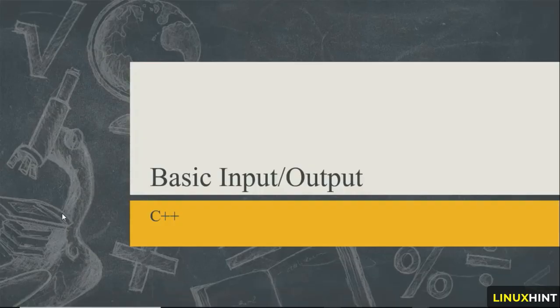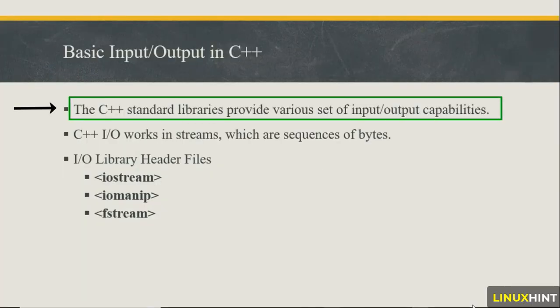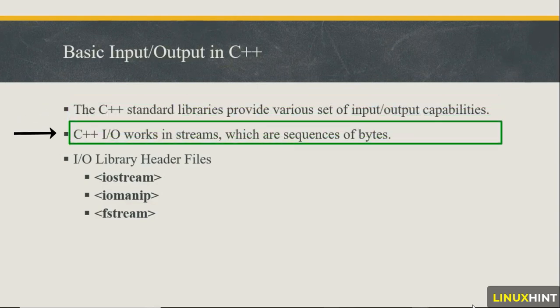Our topic is basic input output in C++. The C++ standard libraries provide various sets of input output capabilities. C++ input output work in streams, which are sequences of bytes. If bytes flow from a device like a keyboard, a disk drive, or a network connection to the main memory, then it is called an input operation. And if bytes flow from main memory to a device like a display screen, a printer, a disk drive, or a network connection, then it is called an output operation.